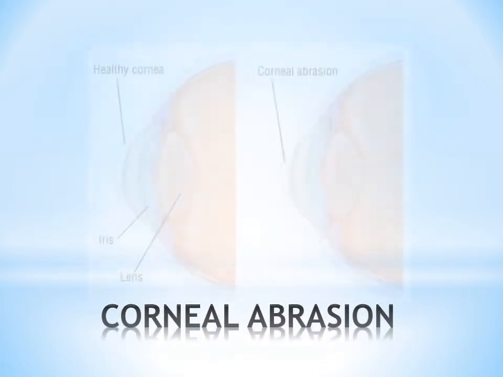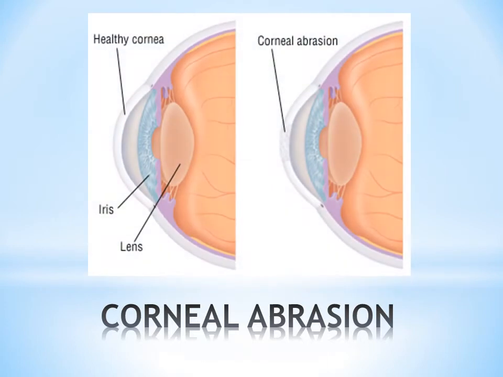The image to your right shows a healthy cornea, while the image to your left shows a corneal abrasion. Corneal abrasions are one of the most common forms of eye injury. In some cases, they are caused by the direct impact of a sharp object. It can also be caused by a simple nick from your fingernail when you're rubbing your eyes.